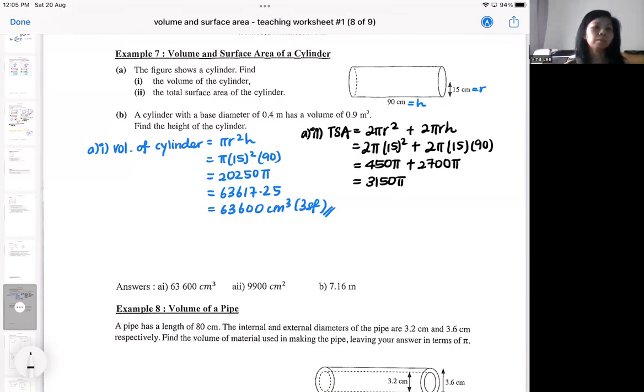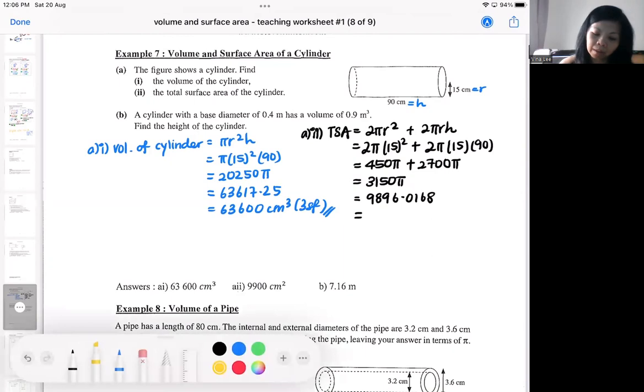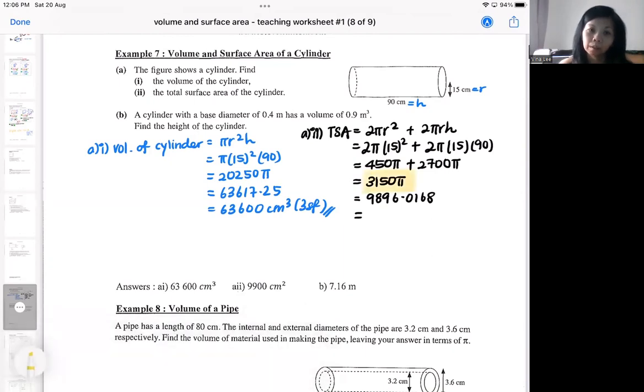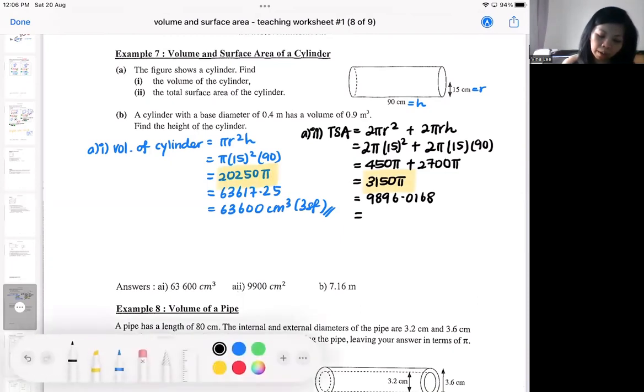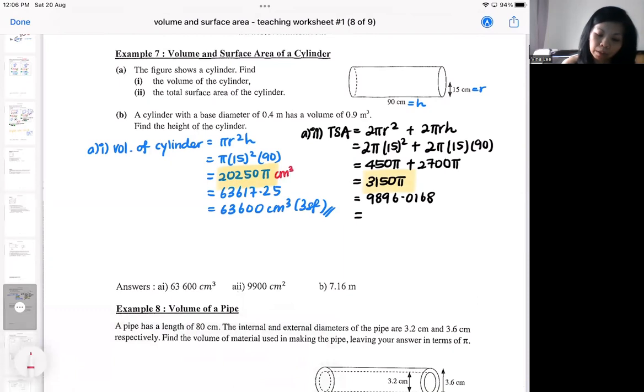So I will always leave my answer in terms of pi before I punch out my pi. And do take note, sometimes during exam, they will tell you, leave your answers in terms of pi. Some of you will ask, what do they mean by leave it in terms of pi? If they wanted you to leave it in terms of pi, this is the answer. So I'll leave it in terms of pi with the units.